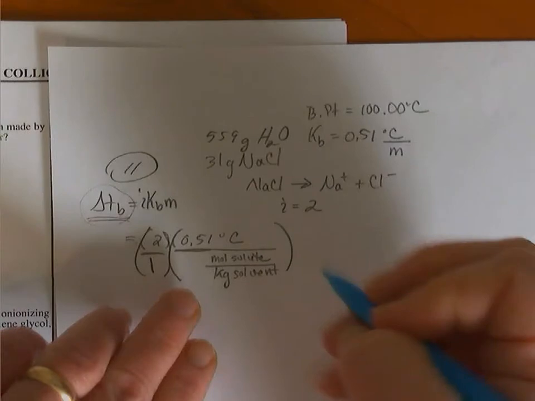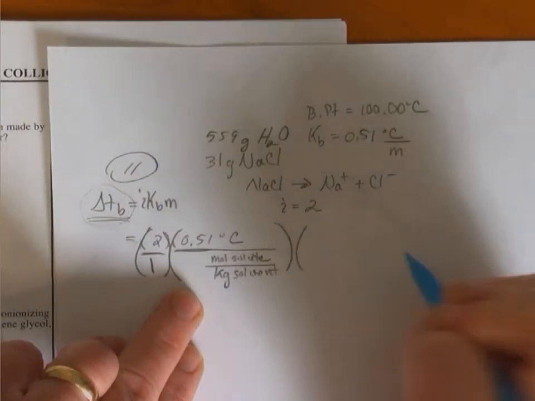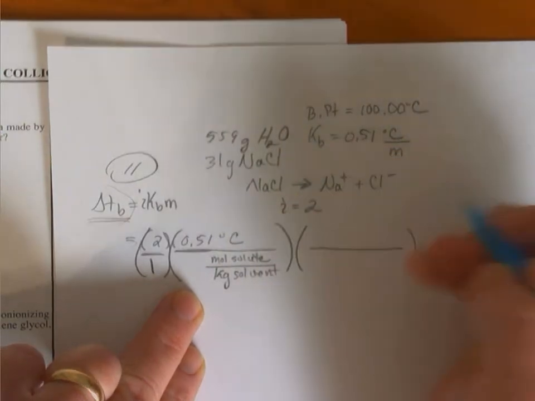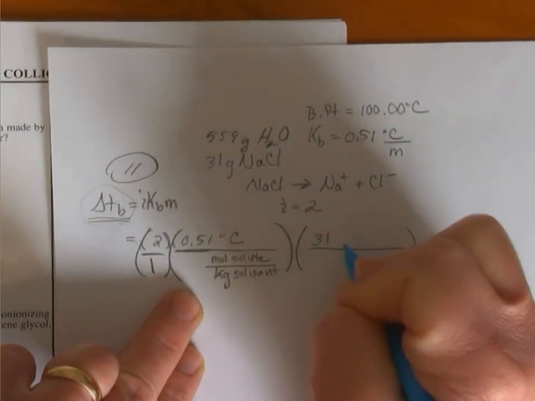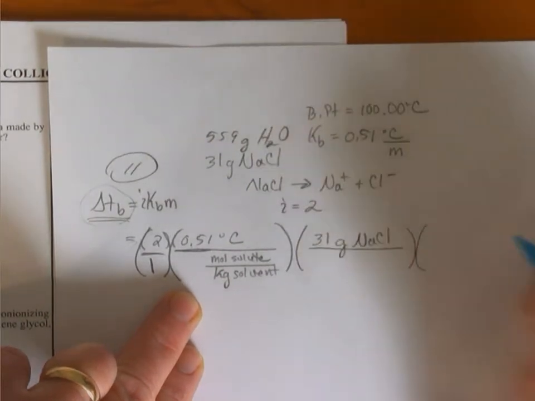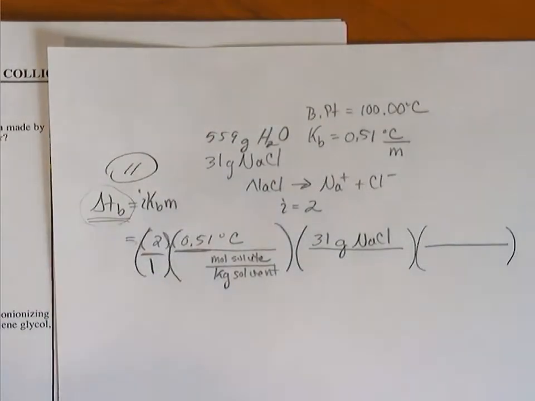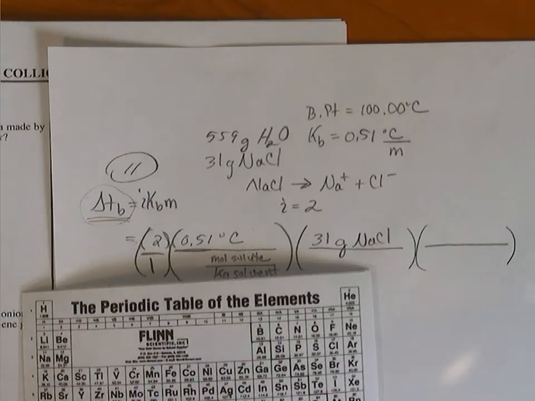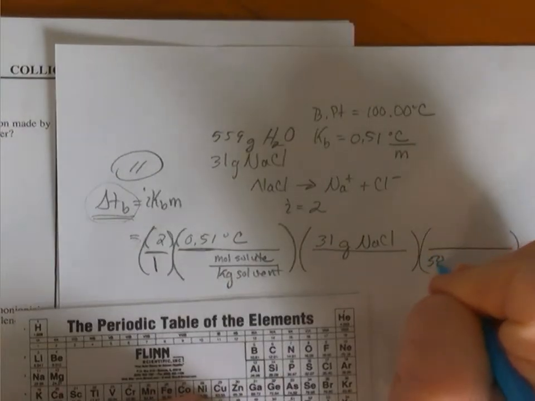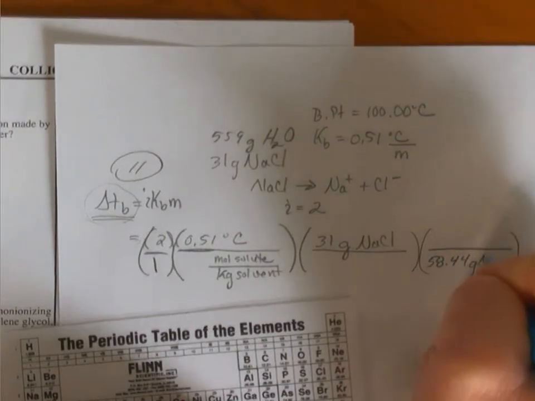Molality is mole of solute in my numerator. I'm not given mole of solute. I'm given grams of solute. So I know I can just rely on formula mass. Adding up sodium, 22.99 grams per mole, plus my chlorine, 35.45, I get 58.44 grams in every 1 mole.